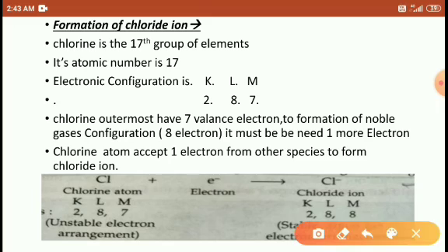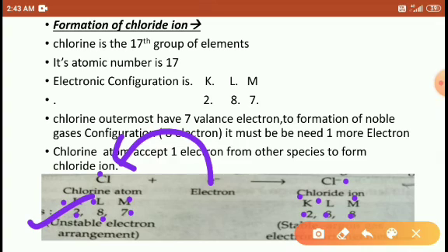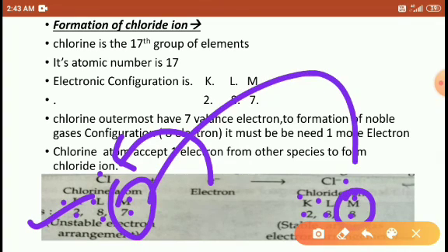Look at your structure, students. Cl has KLM 2, 8, 7, which is unstable. When it accepts 1 electron, it forms Cl minus. So KLM is 2, 8, 8, with 8 electrons present. Outermost 8 electrons here, and outermost 7 electrons before. 7 turns into 8 by accepting 1 electron. Now it becomes stable.